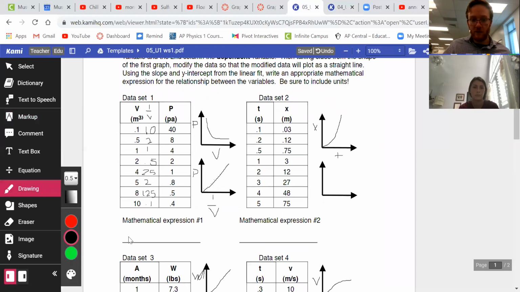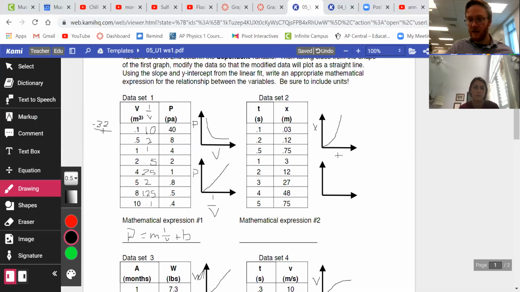So p is equal to m times 1 over v plus b. There's no y-intercept here because we talked about if you don't have volume, you don't have pressure. And let's plug in the 1 over v values. We're just going to look at these two values right here. So the slope is y2 minus y1 over x2 minus x1, right? Right. So 8 minus 40 is negative 32.